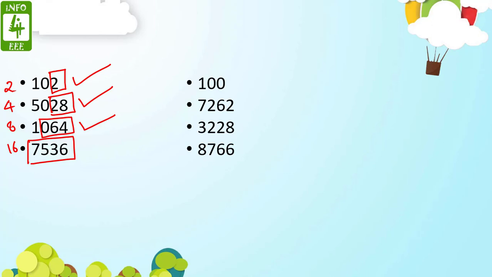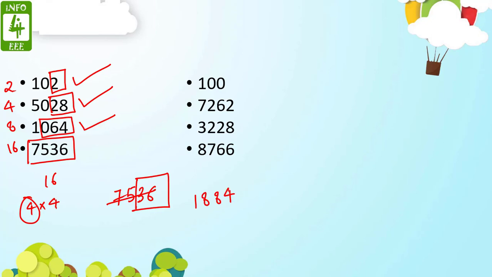For 16, I'd recommend breaking it into a pair of 4s. So just check this number, 7536. Firstly, check whether this number is divisible by 4 or not. Try to check the last two digits first. Yes, 36 is divisible by 4. So just divide this number by 4 first. Now again you need to check for the next 4. This 84 is divisible by 4. It means that this whole number will be divisible by 16. So this is how you can check the divisibility rules.